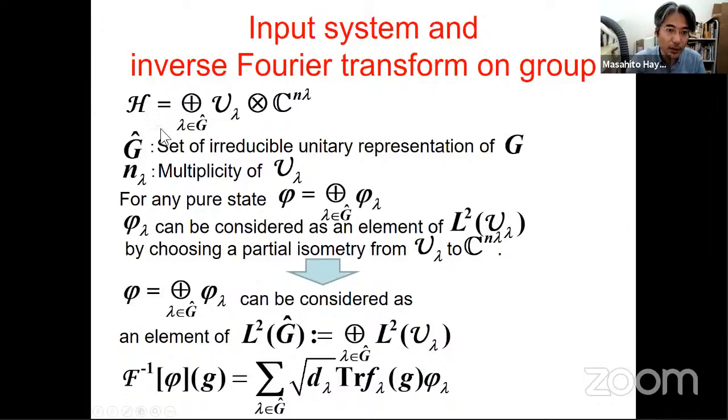So in this sense, for any pure state on this vector space, we can describe it in this way. V lambda is an element of V lambda tensor C^n lambda. So phi lambda can be considered as an element of this one, because phi lambda is originally this element, but we choose a suitable partial isometry from V lambda to this multiplicity space. By fixing this partial isometry, we can consider that this element is an element of this one. So in this sense, the input state can be considered an element of this one. Of course, this isometry depends on the choice of phi, but depending on phi, we can consider this element as an element of L2 of G hat. So in this way, for the input state, we can define the inverse Fourier transform.